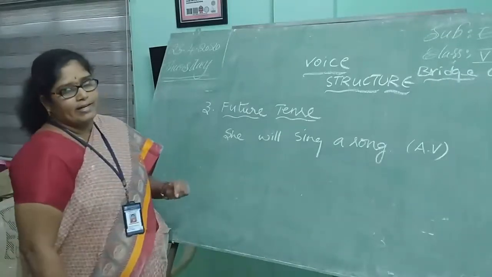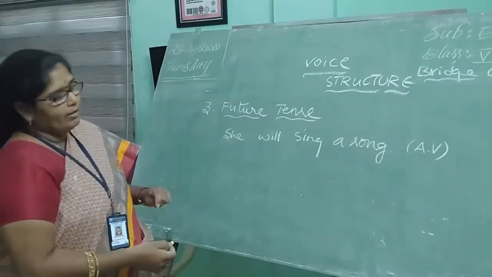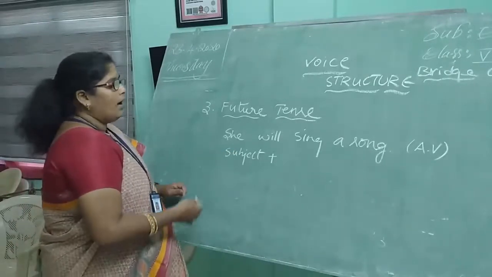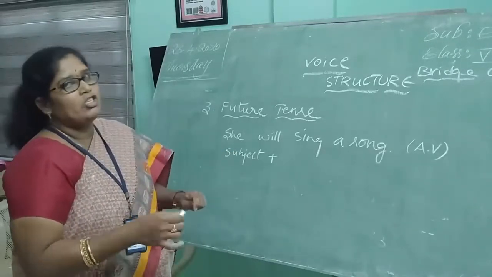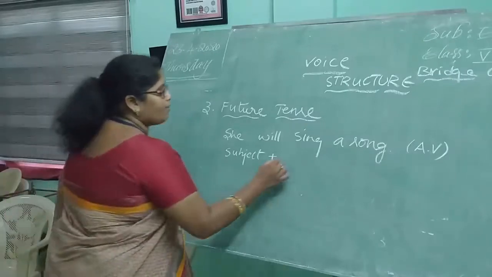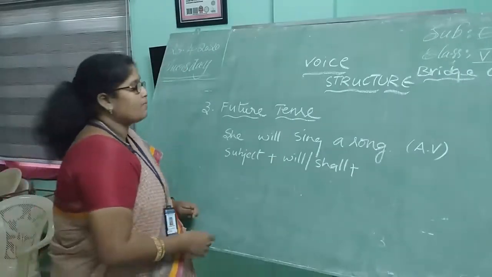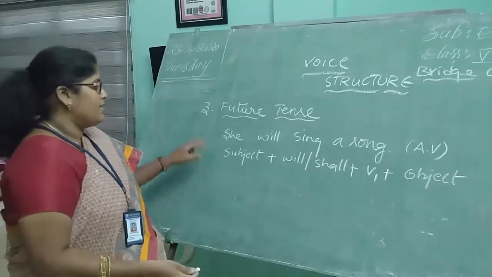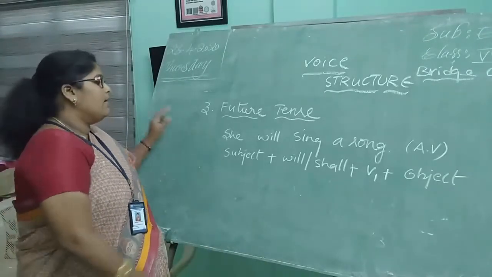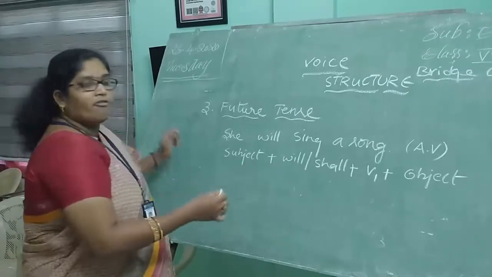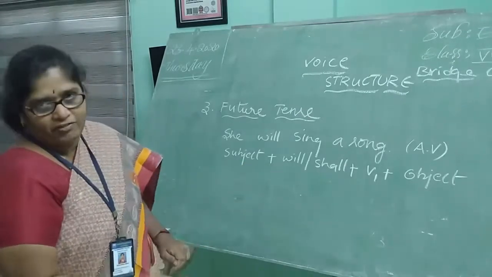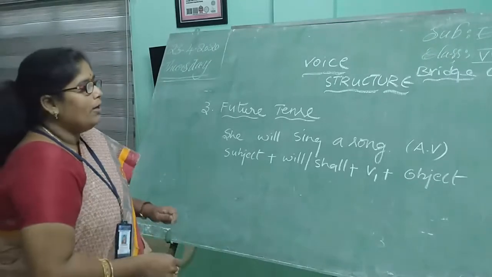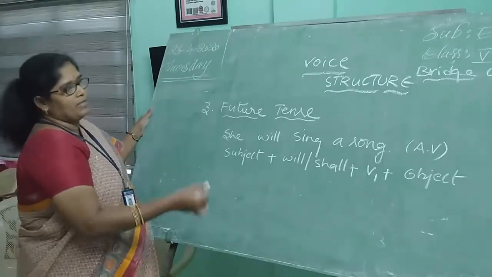Now let me write the structure for this future tense, children. Subject plus, and in the future tense will and shall also come. Will or shall plus V1 plus object, children. See the structure of future tense, children. Subject plus will or shall plus V1 plus object is the structure of future tense, children. Okay, now let us change it into passive voice.